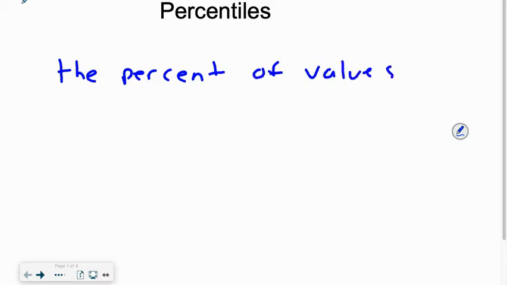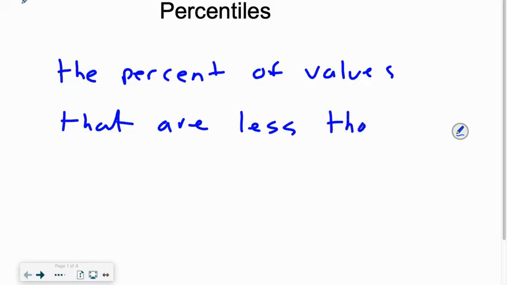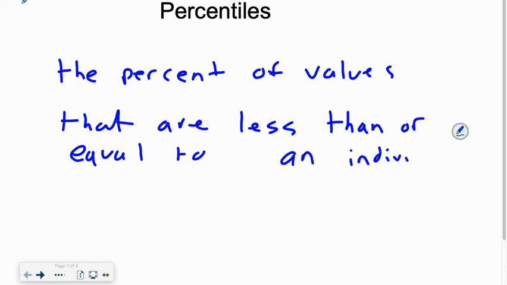Here are the big ideas for section 2.1. So the first topic is percentile. Percentile is the percent of values that are less than or equal to an individual value.